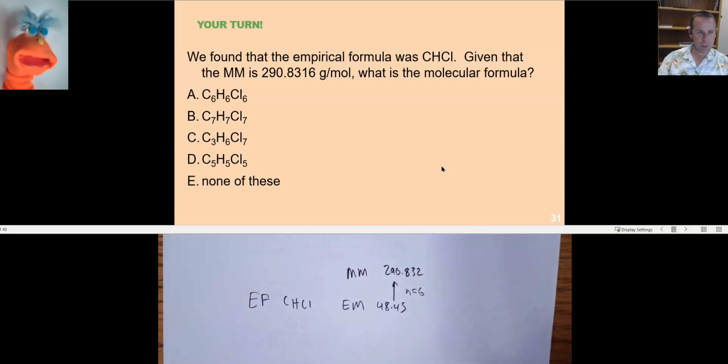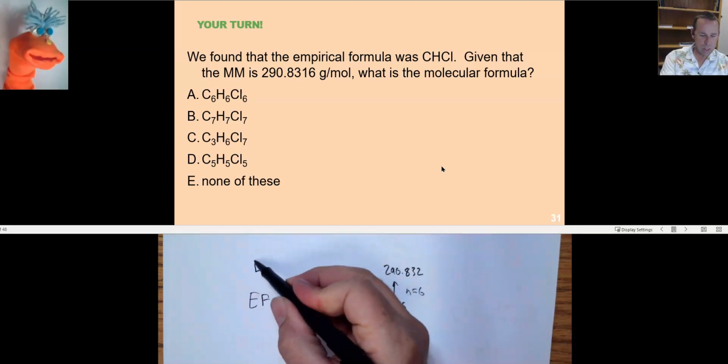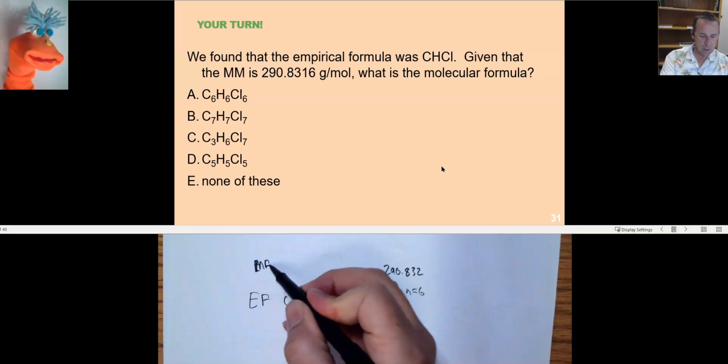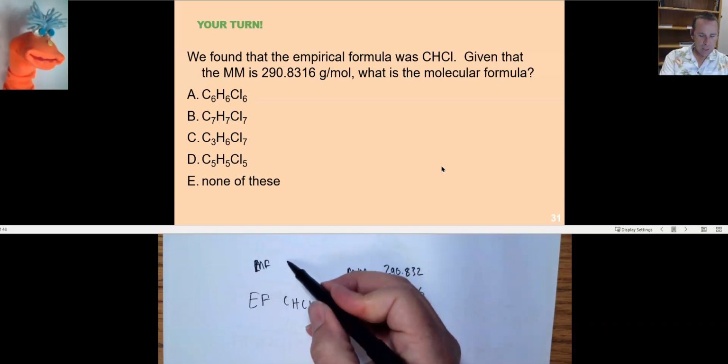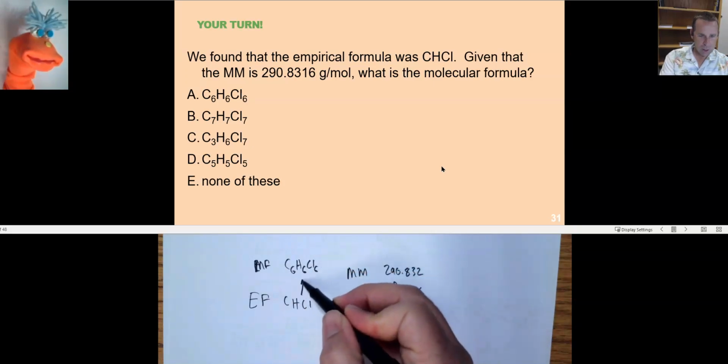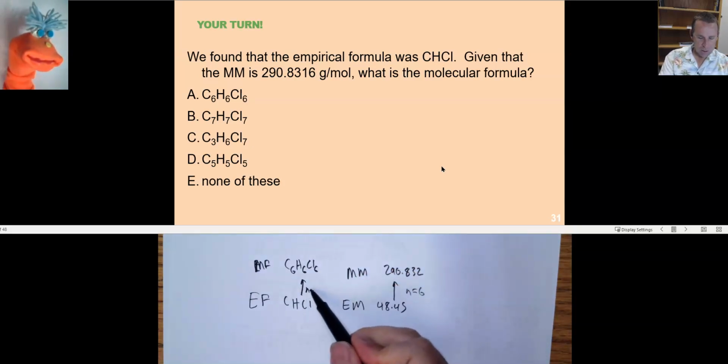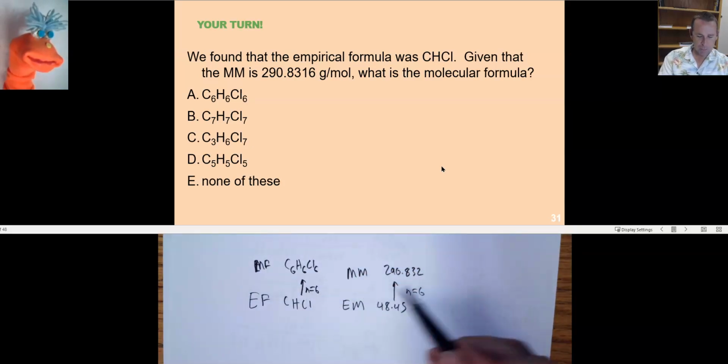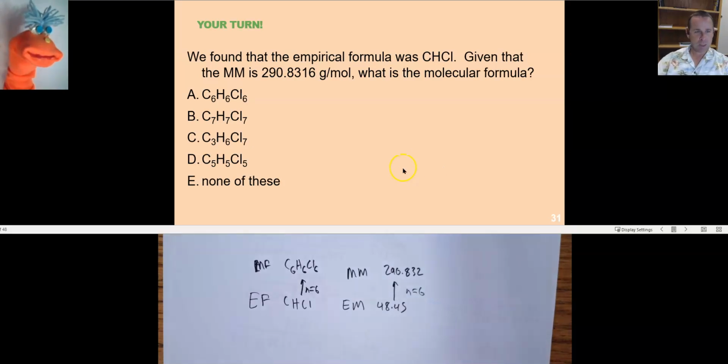So that means the answer is A. You meant the molecular formula, right? Yeah, sorry, the molecular formula. It goes from CHCl to C6H6Cl6, because my multiplier is 6. I identified the multiplier by comparing the empirical mass and the molecular mass. Okay, good stuff. Fabulous job.